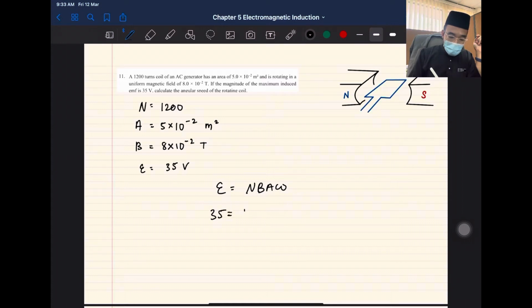35 equals 1200 times 8 times 10 negative 2 times the rest. Okay, and then straight away you can find the omega. Right. You have to be careful if they give you a unit other than SI, but this time they give you SI units, so the final answer will be in SI unit as well. So it will be radian per second.